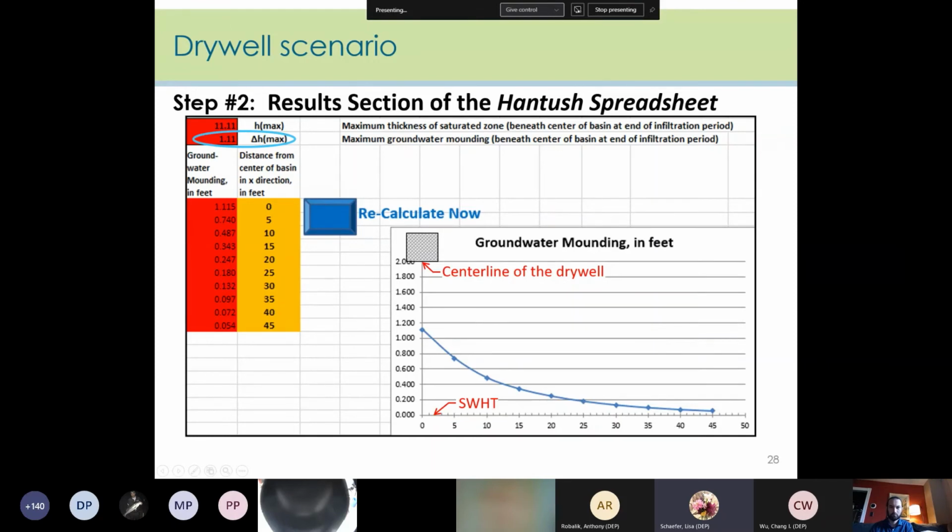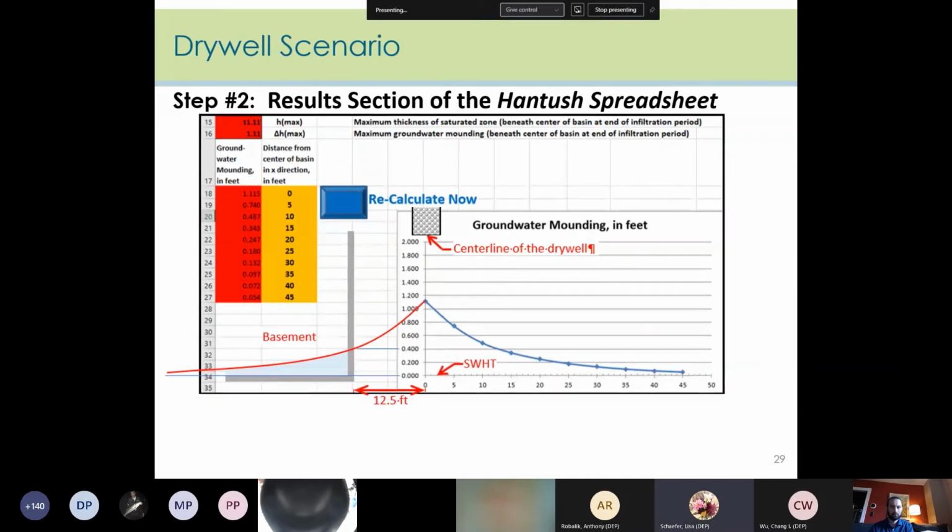The temporary groundwater mounding does not encroach upon the bottom of the dry well, which I've superimposed here, where had it done so, it would have impaired infiltration and we would have a negative impact. However, we have to remember that we have to check the impact to adjacent structures. The vertical axis, again, is at the center of our BMP being analyzed, and the mounding curve is symmetrical on both sides of the vertical axis.